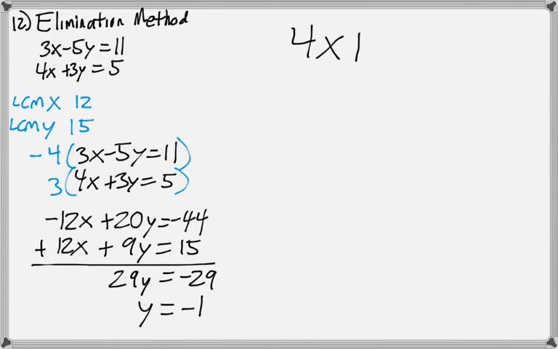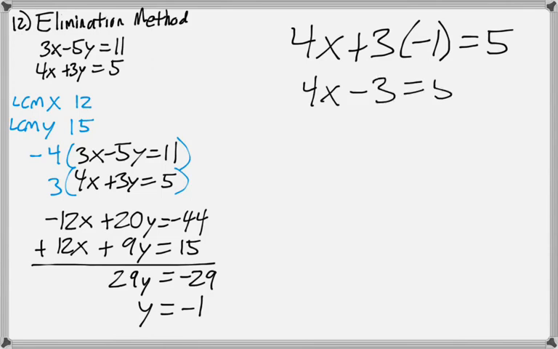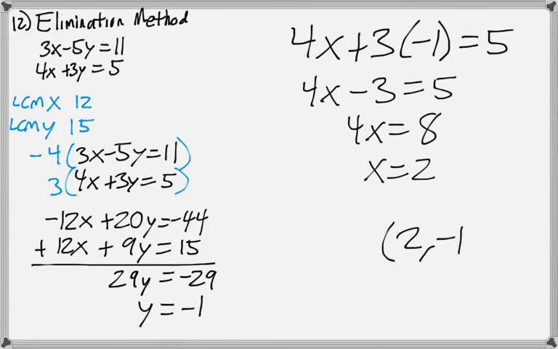So 4x plus 3y, but I know what y is. It's negative 1, is equal to 5. And then 4x minus 3 is equal to 5. And if you add 3 to both sides, you get 4x is equal to 8, and x is equal to 2. So my final answer is going to be 2, negative 1.